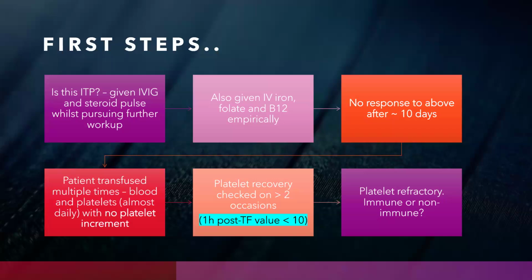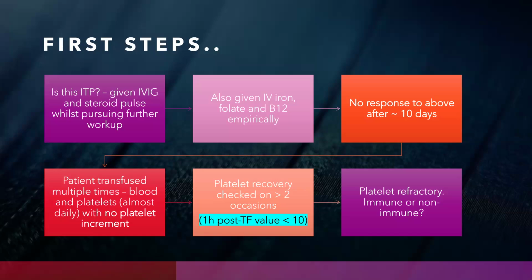The patient had also been transfused multiple times with both blood and platelets, almost daily at this point, with no platelet increments, and I'll show you her flow chart in a minute. Obviously the penny started to drop that we should check her platelet recovery. This was done formally on 2 occasions with a 1 hour post-transfusion platelet value of less than 10, actually on all occasions. You'll appreciate that her platelets hardly ever went above 10. So at this point, we concluded that she was most likely platelet refractory.